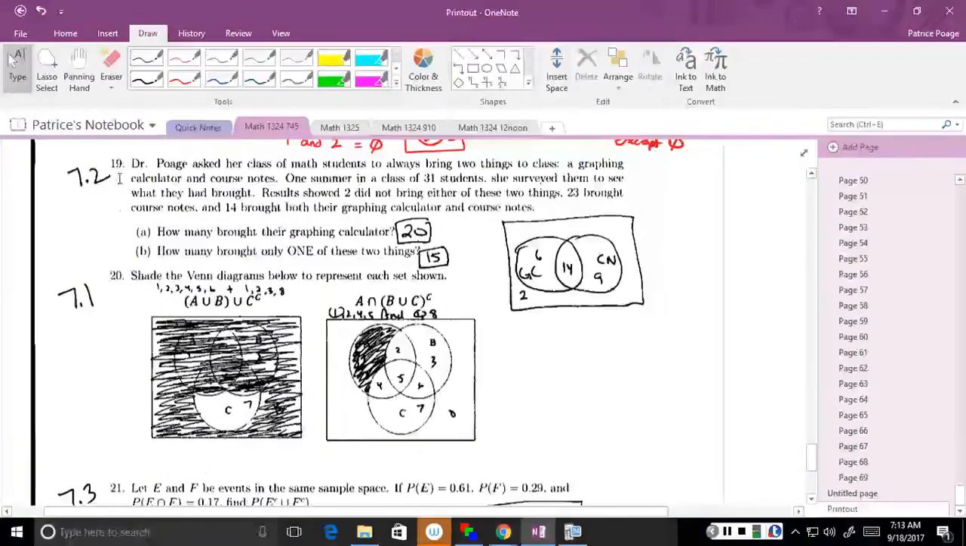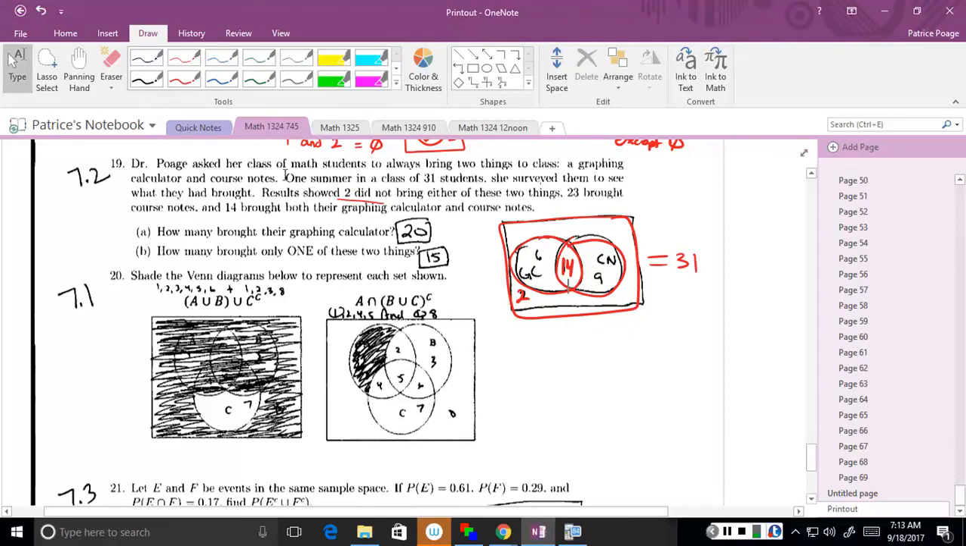Number 19, Dr. Pogue asked her class of math students to always bring 2 things to class, graphing calculator and course notes. One summer in a class, 31 students, so this whole thing would be 31. Got graphing calculator, got course notes. Says, the results showed 2 did not bring either, so that 2 goes on the outside. 23 brought the course notes. That adds up to 23, can't do it yet. 14 brought both, so I'll put my 14 right there.